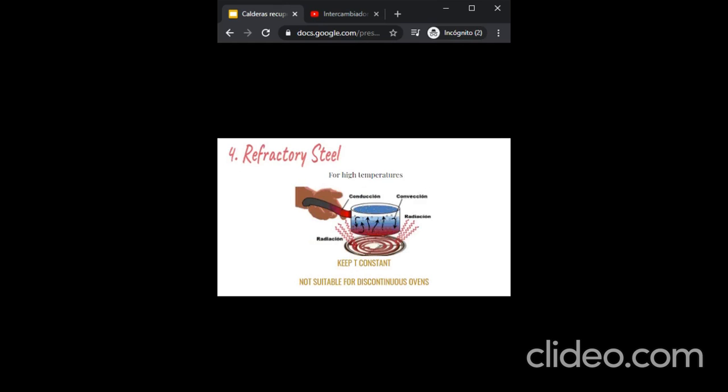The next one is the refractory steel. It is for high temperatures, keeps temperature constant, and is not suitable for discontinuous ovens. The transfer of heat is through conduction and radiation.